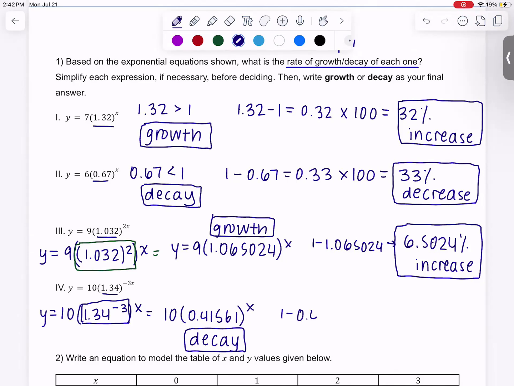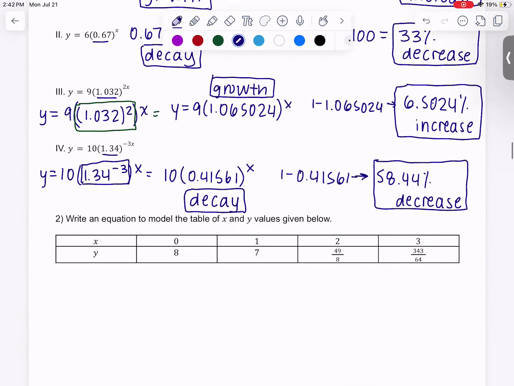1 minus 0.41561 gives us about 0.5844. So we can say it's a 58.44% decrease when we multiply it by 100. Okay.